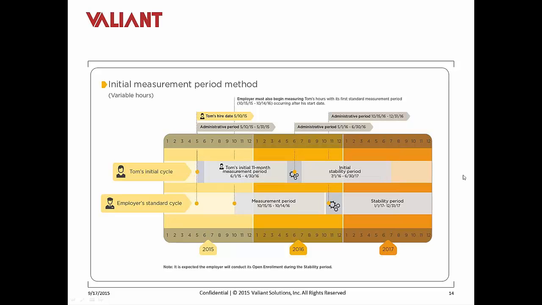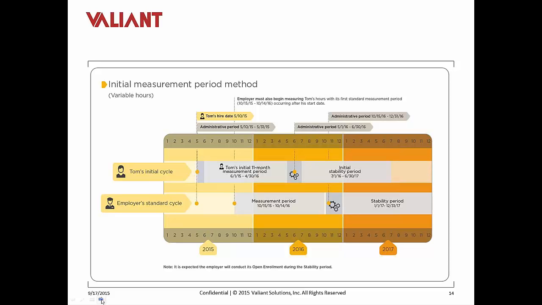And then we're going to place them, if applicable, into their own stability period, which would begin on July 1st and go through the following June. It's a 12-month stability period in my example. During that stability period, Tom and any other coworkers would be offered enrollment, and they must be allowed to stay enrolled during the entire following stability period, even if their hours drop below 30 hours per week.